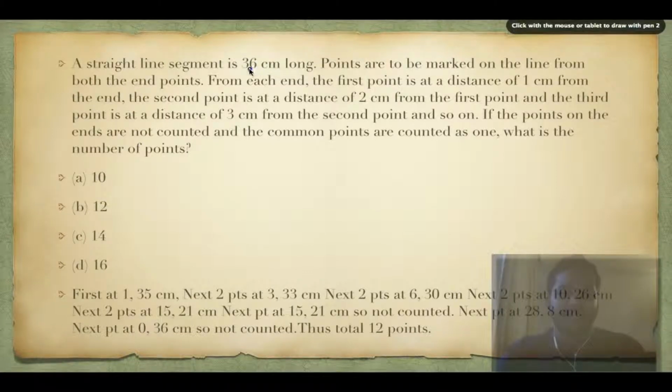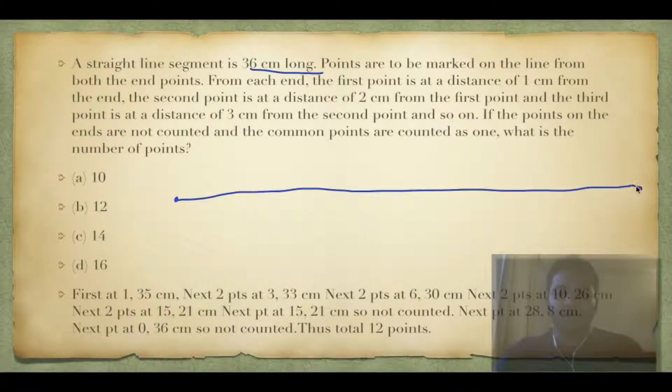Now a straight line segment is 36 centimeter long. So we will make a straight line segment here, let's say 36 centimeter long. Points are to be marked on the line from both ends of the line. Great. From each end, the first point is at a distance of 1 centimeter from the end.